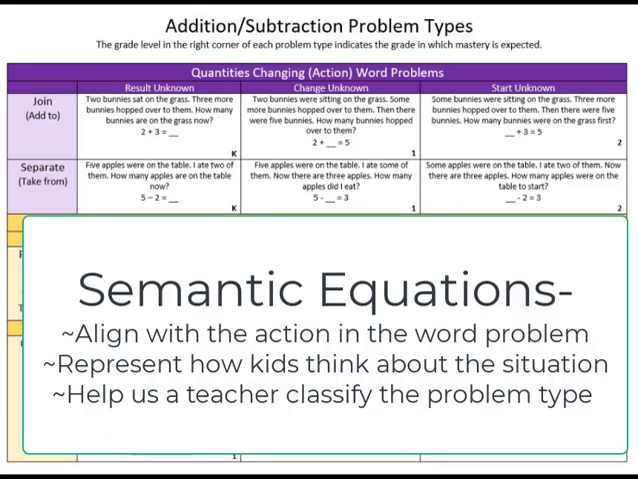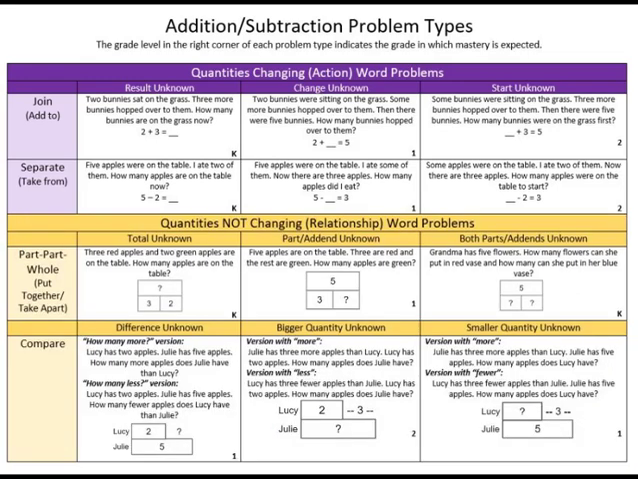So, just to recap, when we're thinking about these action problems where the quantity is changing, we can use semantic equations to help understand the problem type. These semantic equations represent how children think about each of these word problems, and their problem-solving strategies are going to be connected with how they think about the word problems. When you encounter an action word problem where the quantity is changing, write a semantic equation. This will help you determine the problem type. Semantic equations are a great tool for representing word problems with action, like join and separate.